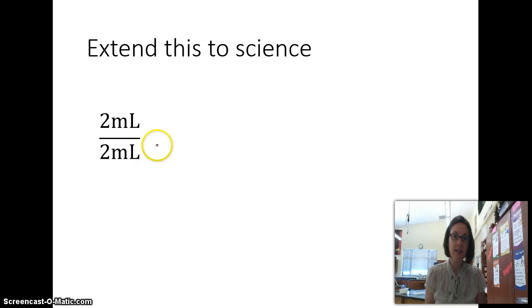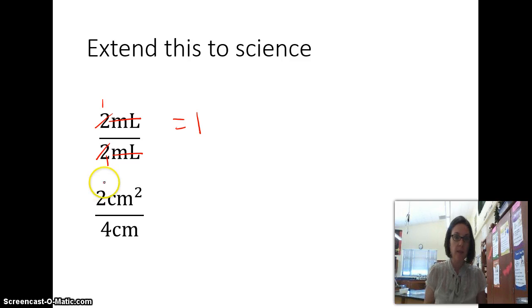We can extend this to science, where instead of using variables, we can use units. The 2 represents a certain number of milliliters, and this 2 represents a certain number of milliliters. So the 2's can divide out to 1, and the milliliters can divide out as well. So we end up with just 1.